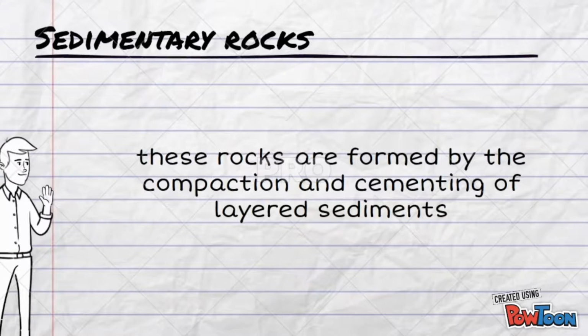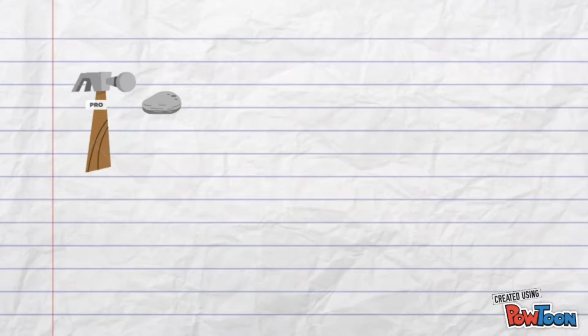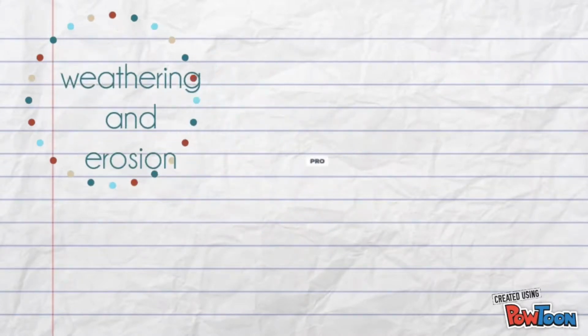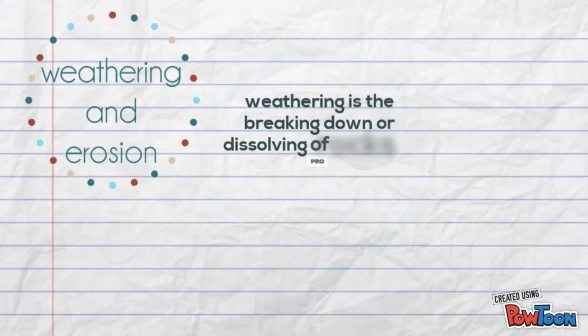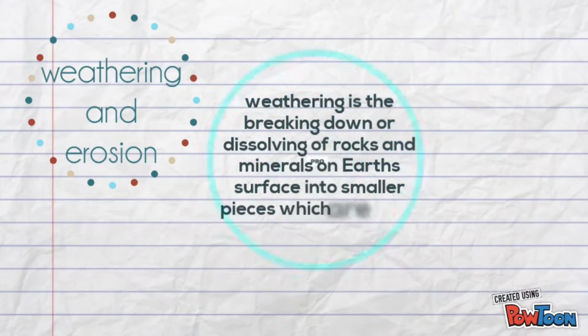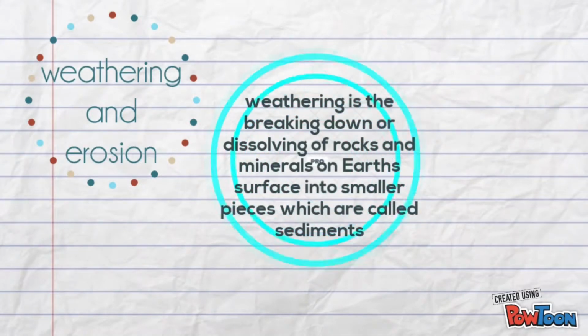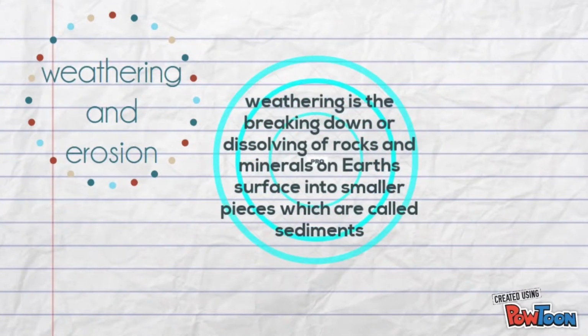These rocks are formed by the compaction and cementing of layered sediments, which have been broken down by one of the key processes of the rock cycle, weathering and erosion. Weathering is the breaking down or dissolving of rocks and minerals on Earth's surface into smaller pieces, which are called sediments.